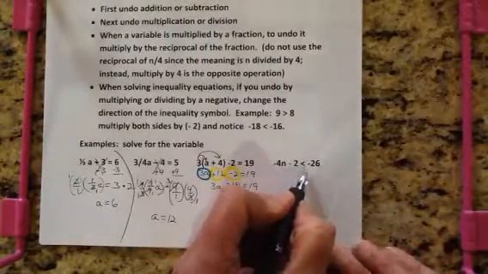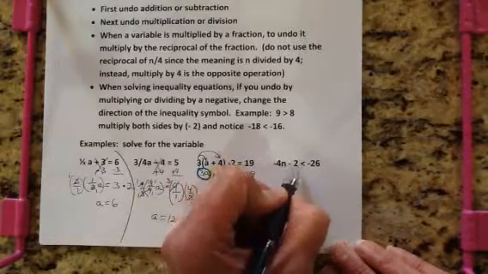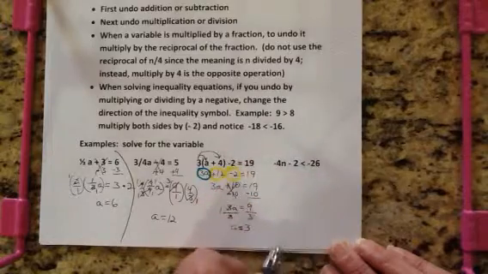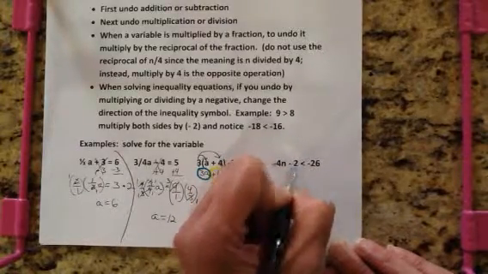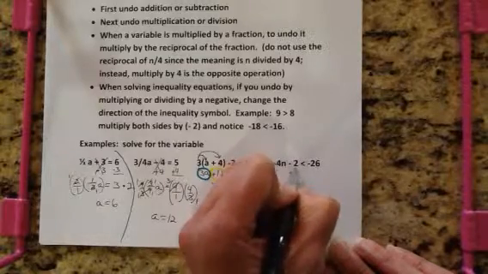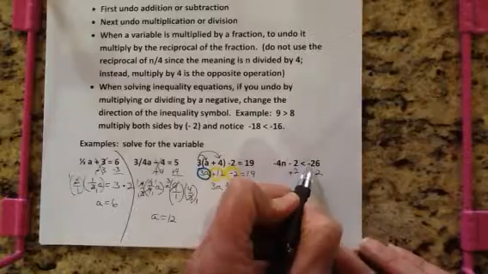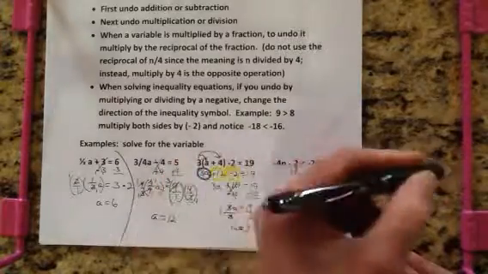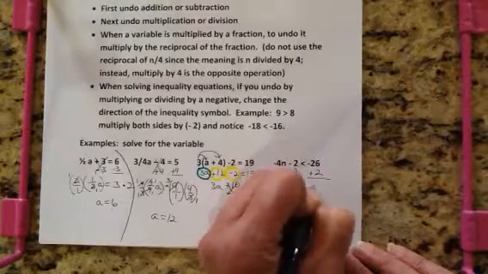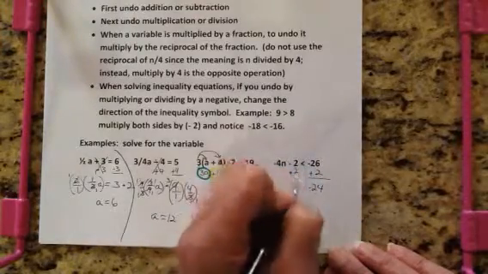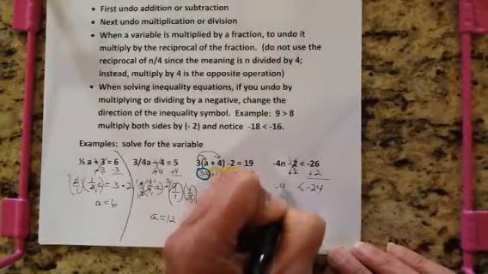We've got an inequality symbol. Negative 4n minus 2 is less than negative 26. So let's follow our guidelines here. We're going to first undo the minus 2 by adding 2. Now we've got a negative here, so we're going to head towards 0 by adding 2. So we end up with negative 24. These cancel each other, and we have negative 4n.